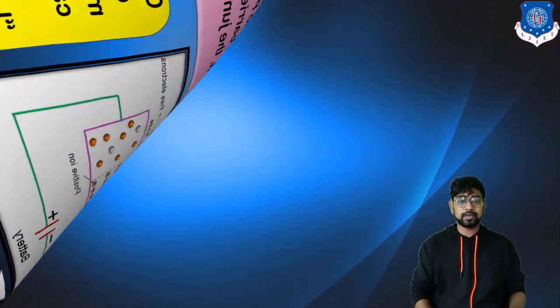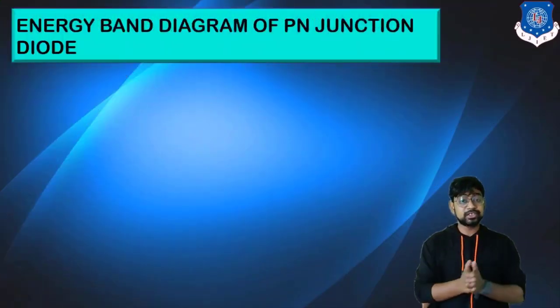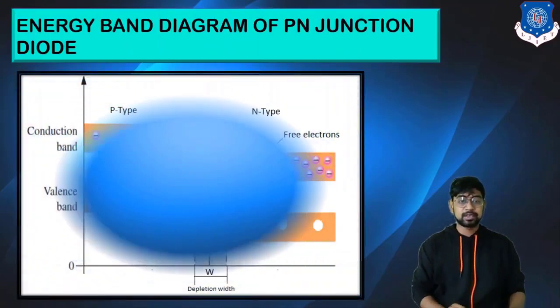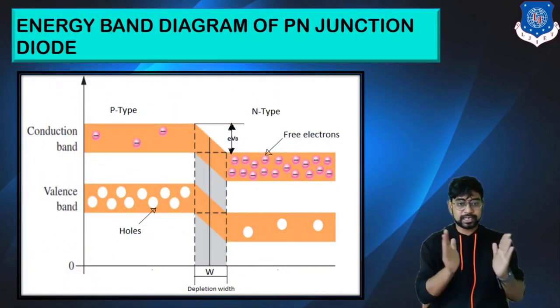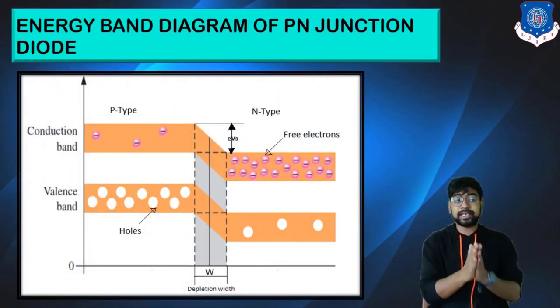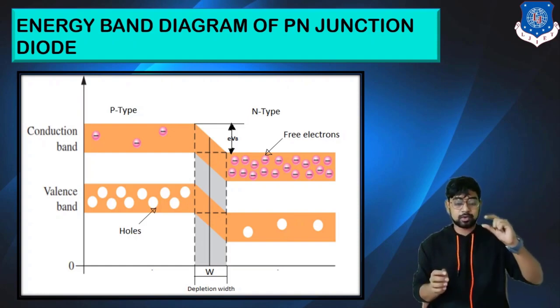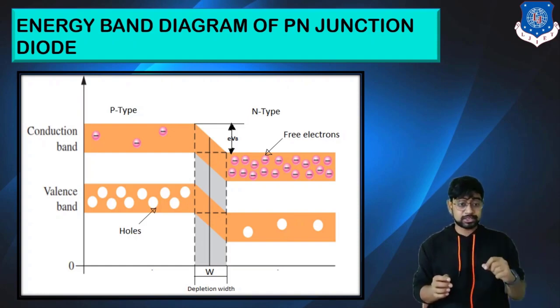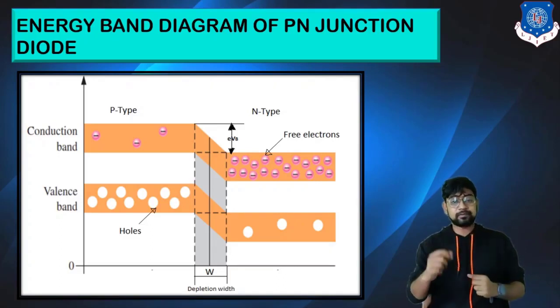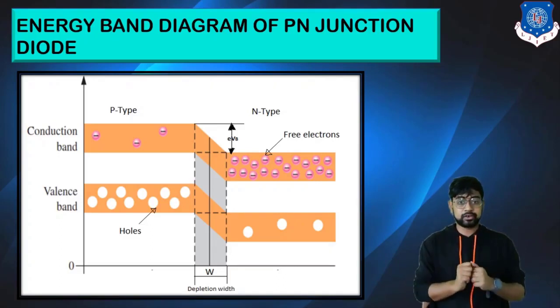Okay, let's move forward. The energy band diagram of the PN junction diode. We are just generalizing, and at this point we are not providing any external supply. On one side you have the P type, on the other side the N type, with the conduction band and the valence band. In P type holes are the majority, as shown there, and in N type you have a majority of free electrons.